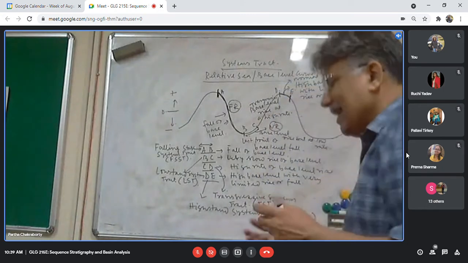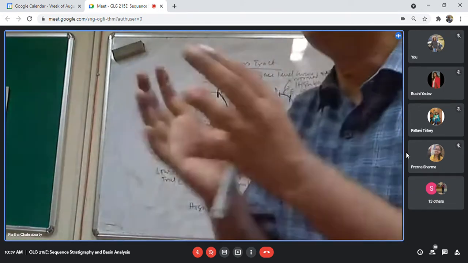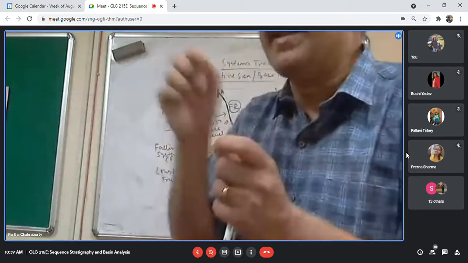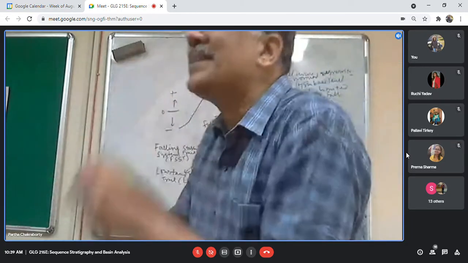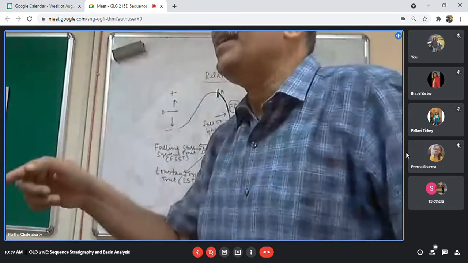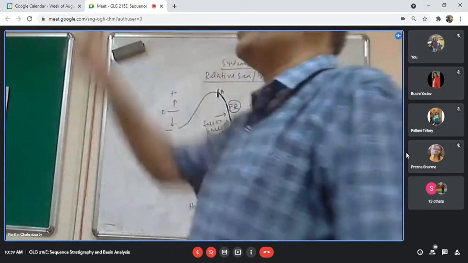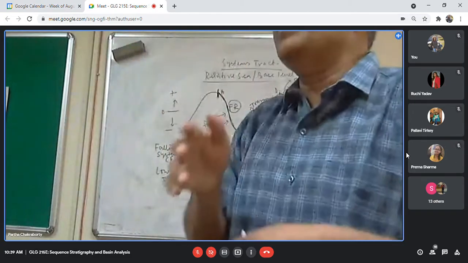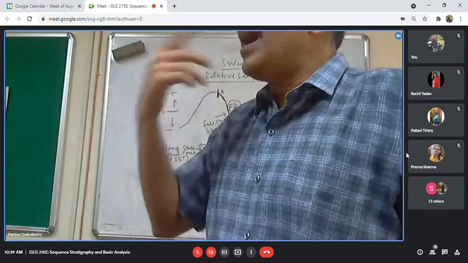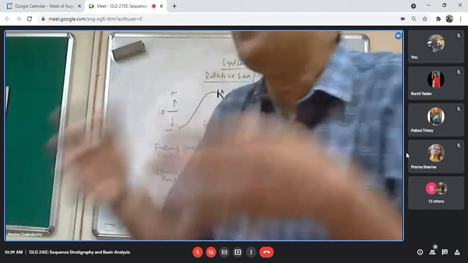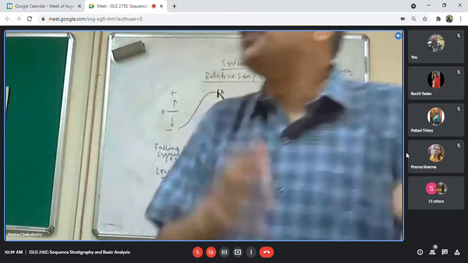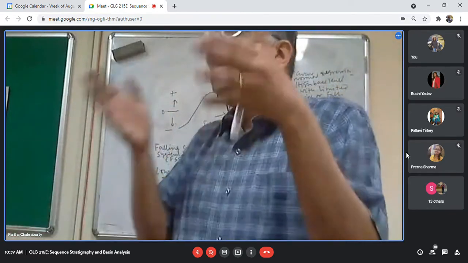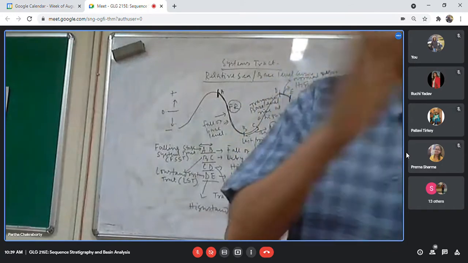A system tract is actually a genetically related depositional system, which is connected to a definite tendency of the base level. That is, when the base level is falling, when the base level is slowly rising, when the base level is fast rising. In these different tendencies of the base level, the different genetically related depositional packages and depositional environments that develop at that time of base level pattern, that is what is called one system tract.